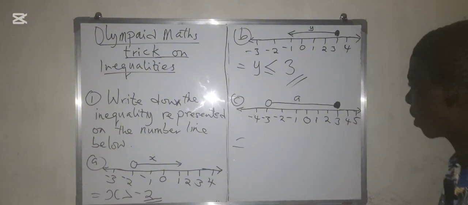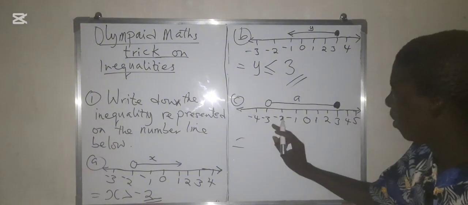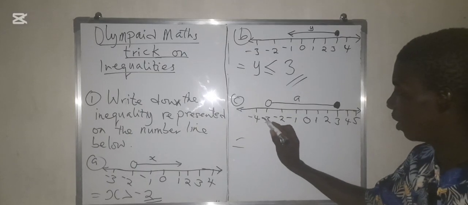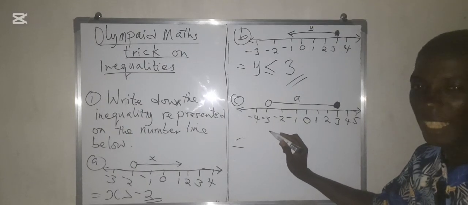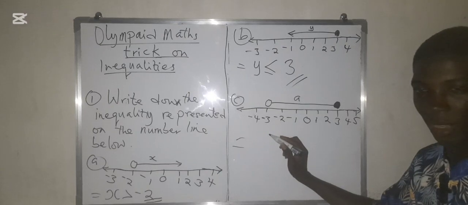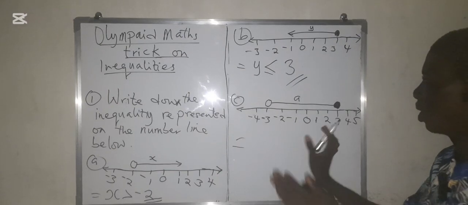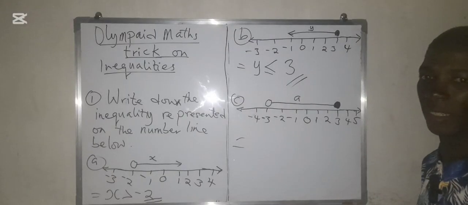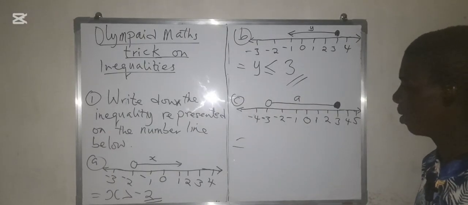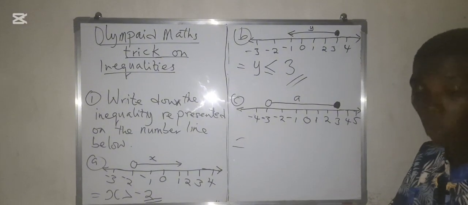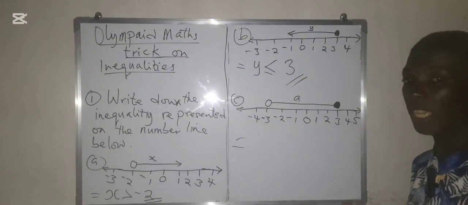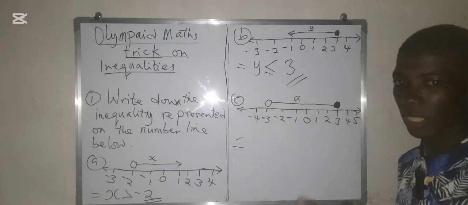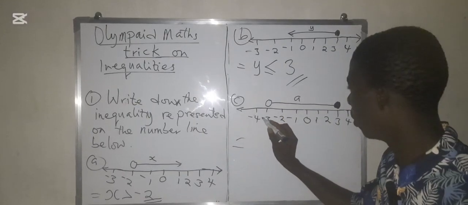Now, look here. The first ring is not shaded. It can either be less than or greater than. But when you see this type of question, two rings drawn on a number line, always use the less than. It can either be less than or less than or equals. Always use those symbols.